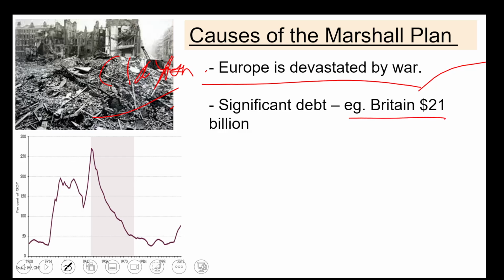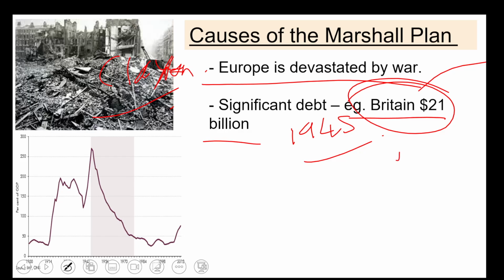Also, the significant debt. So if we think about Britain as our case study, $21 billion worth of debt in 1945 at the end of the Second World War. It's the highest debt to GDP ratio in British history. As you can see here, around 250% debt to GDP, which is really high at the time.